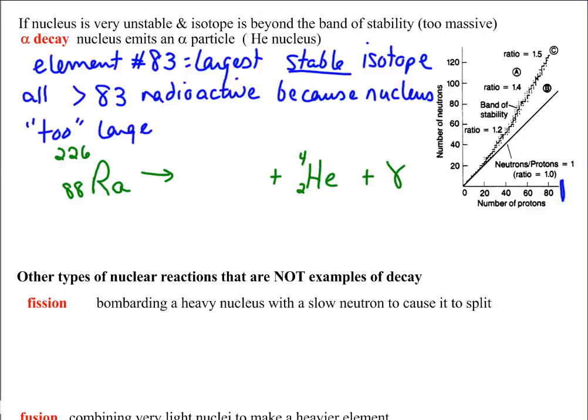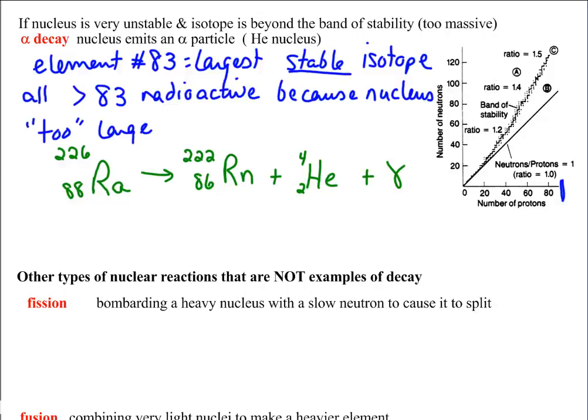So now I have to have something plus 4 that gives me 226. So the mass of my new isotope is going to be 222, and the atomic number of my isotope is going to be 2 smaller than radium. So we have element 86. Element 86 is radon. So when we go through alpha decay, generally it's going to be elements that are larger than 83 that go through it.